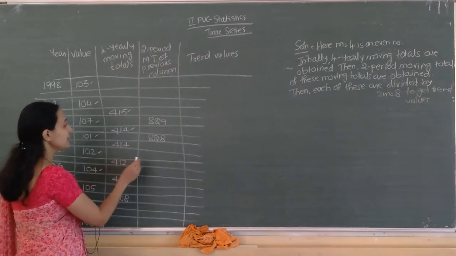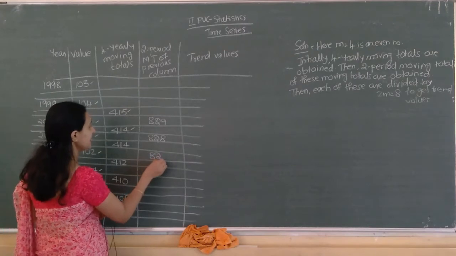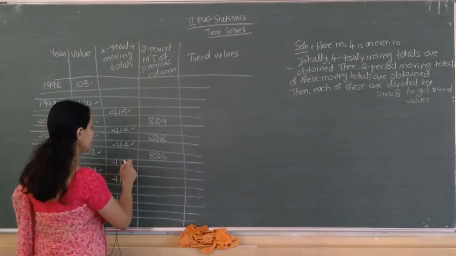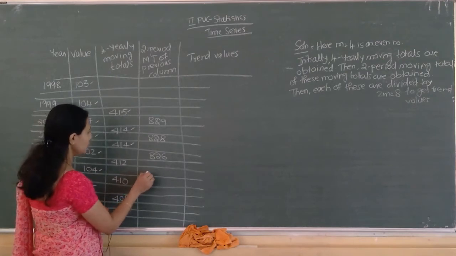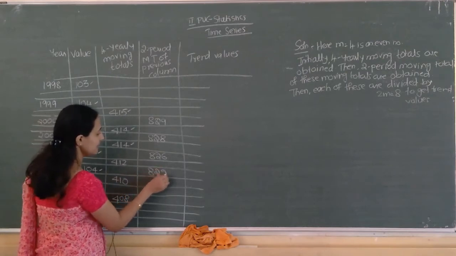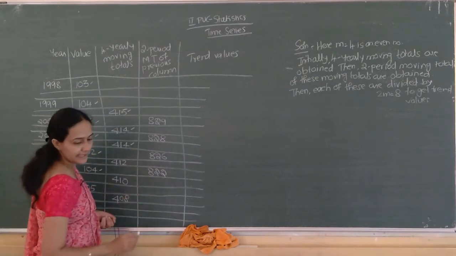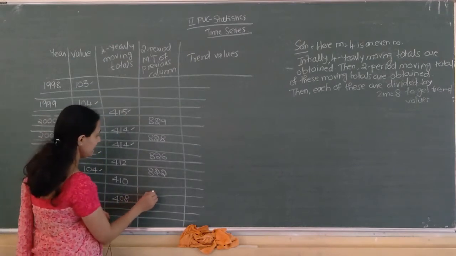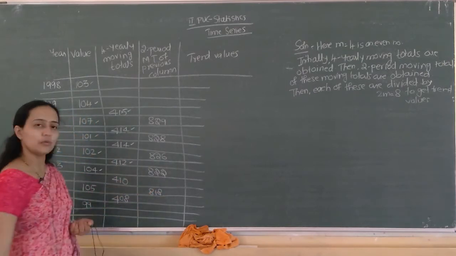414 plus 412, 826. Leave this one, next 2. 412 plus 410, 822. Correct? Last 818. Okay, these 2 columns over.